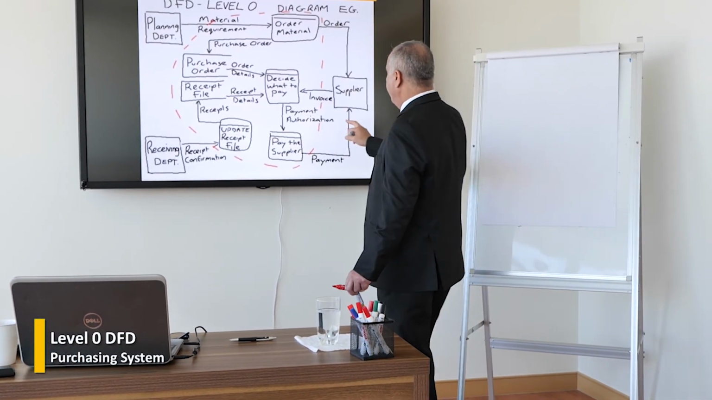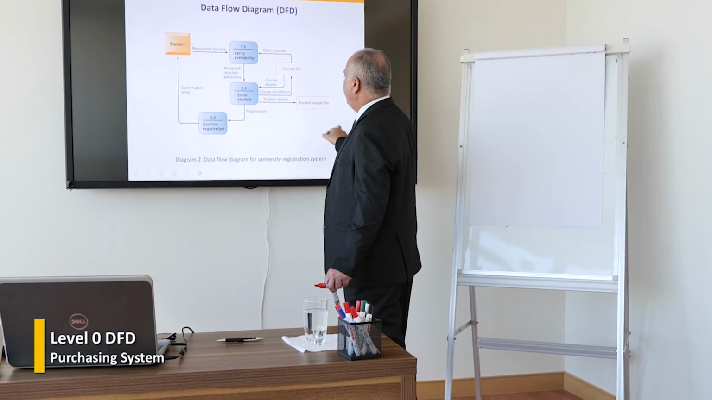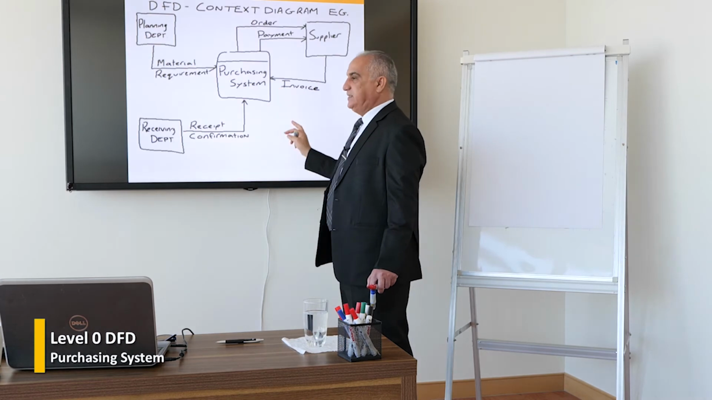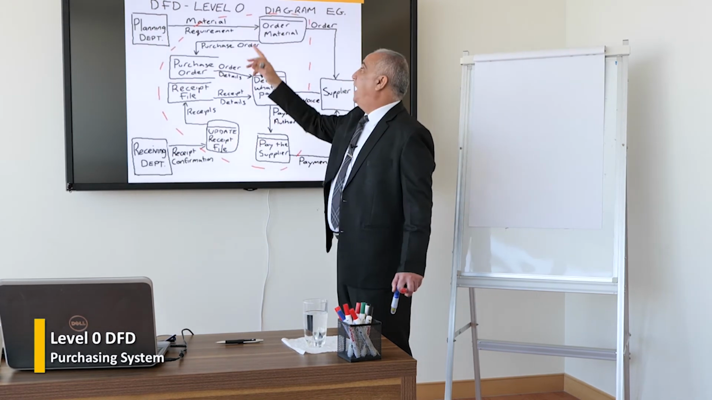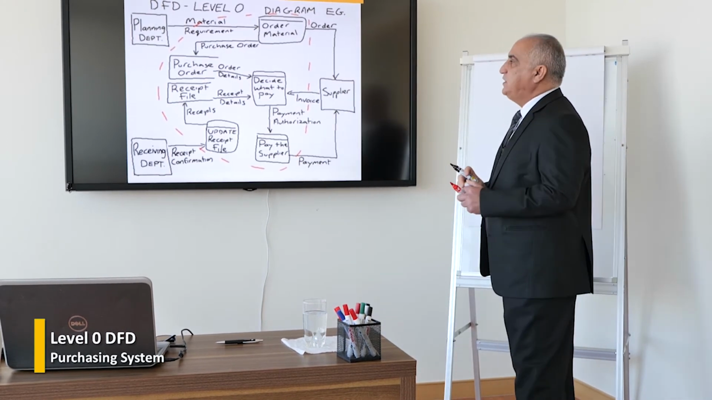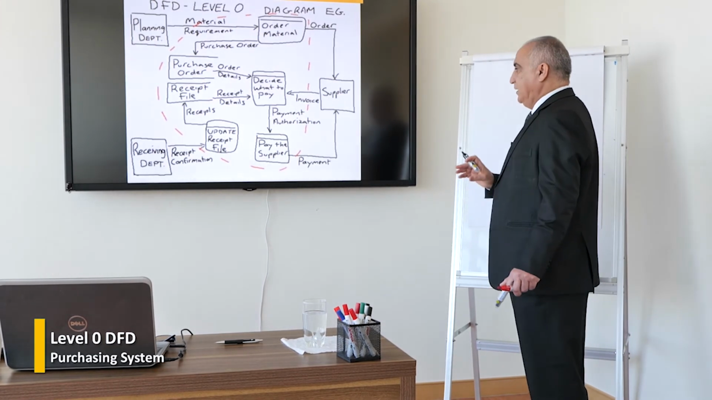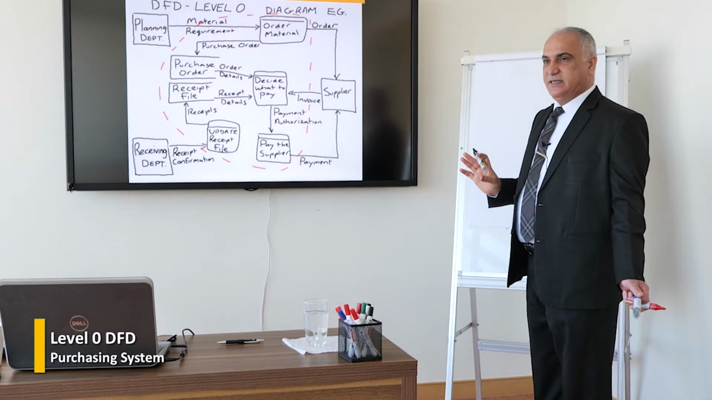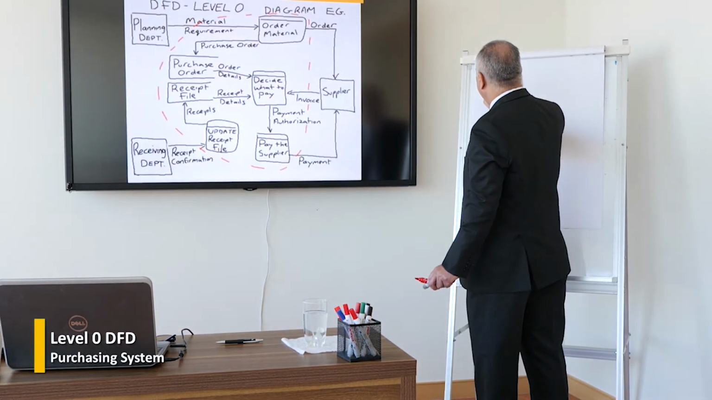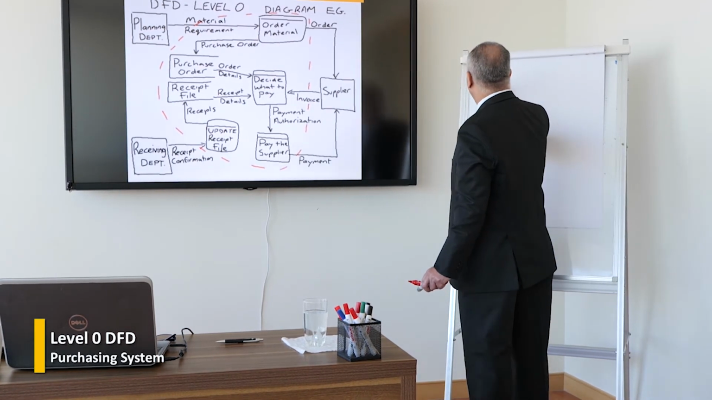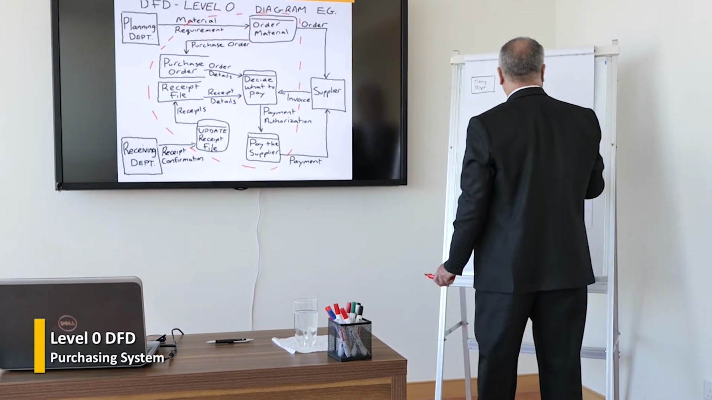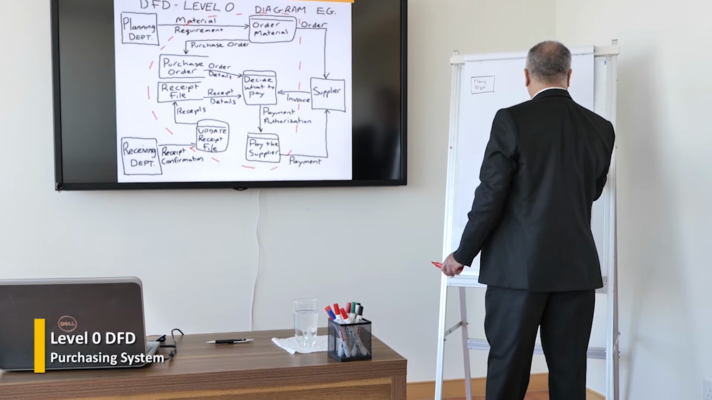Again, if you remember, we had this context diagram for this example, the purchasing system. Now we need to look at the level 0 for the purchasing system. Well, the external entities are the same. We have here the planning department, and we also have here the supplier.